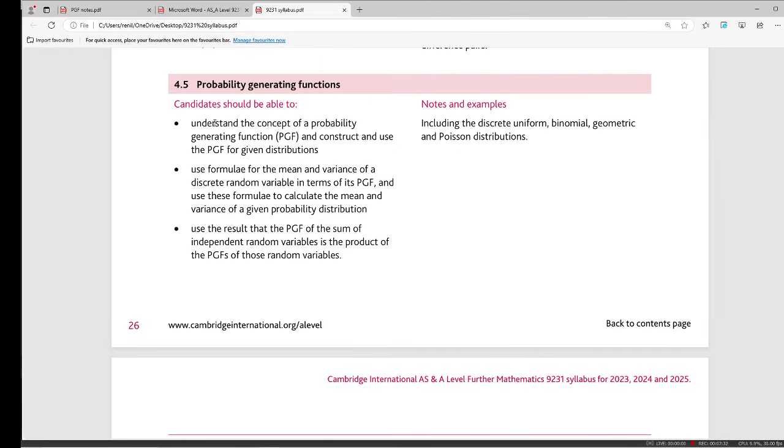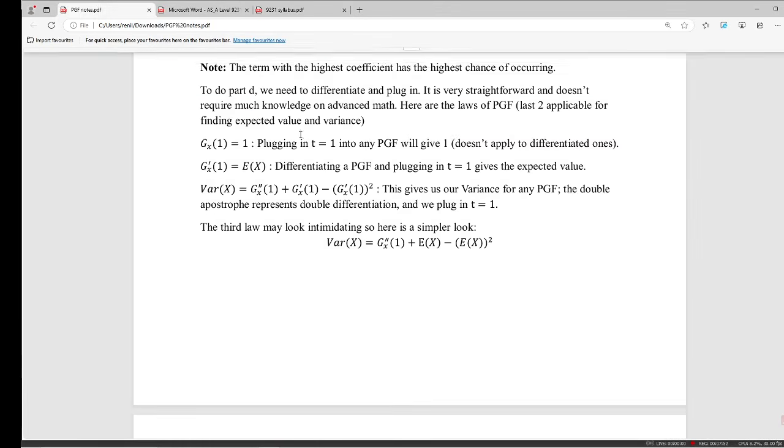We know how to use the concept of PGFs and construct PGFs. We know how to use the formulas for mean and variance, and we also know how to use the product of two PGFs to create a sum of independent variables, or PGFs. Now what we have to discuss is the specialized questions. These questions are typically a bit more complex, but they are just as easy to learn.